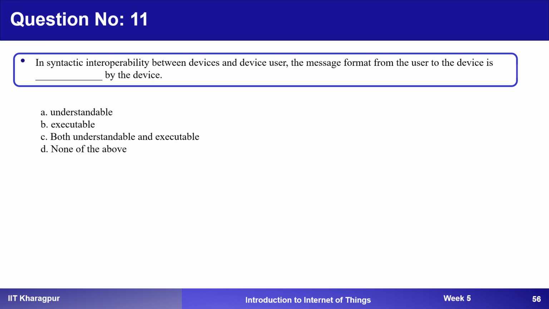Whenever there is syntactic interoperability, and a user wants to interact with a particular device, then that user should be able to understand the messages which are sent by the device to the user, and the device should be able to execute the commands which are given by the user to the device. So the correct option for this is executable, because the message format from the user to the device should be executable by the device. So the correct option is executable.